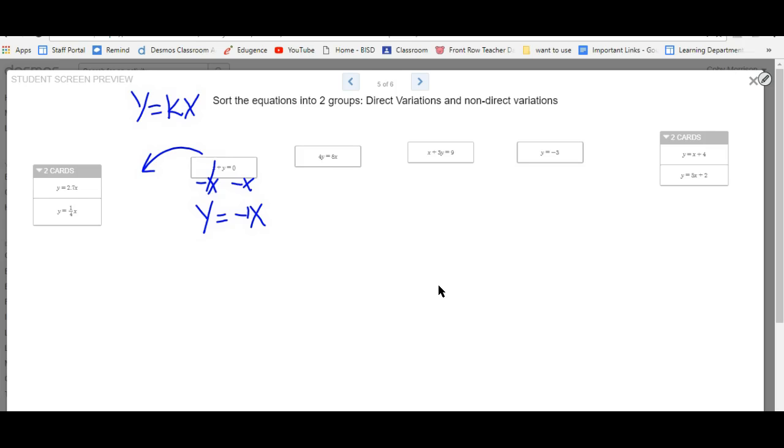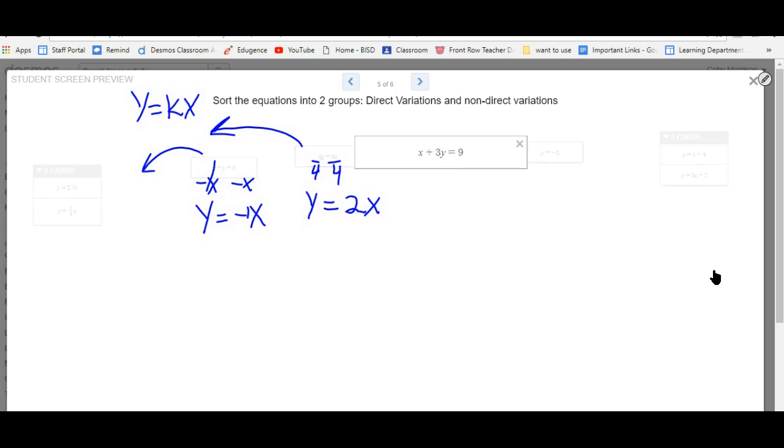Or 4y equals 8x. Again, I want it in y equals form. Divide both sides by 4. And we end up with y equals 2x. That is y equals kx. That one's going over here. I think I can make it a little bit bigger.